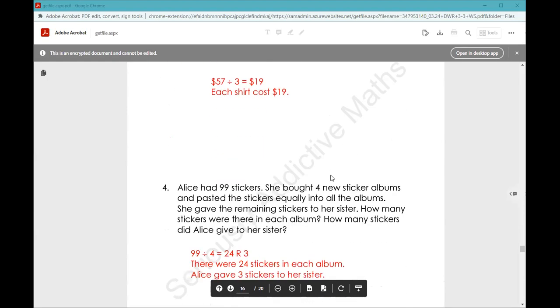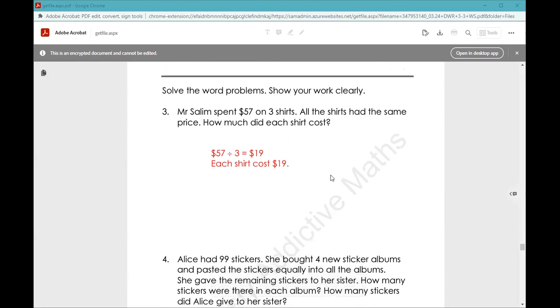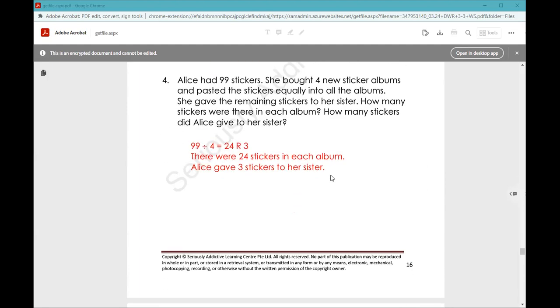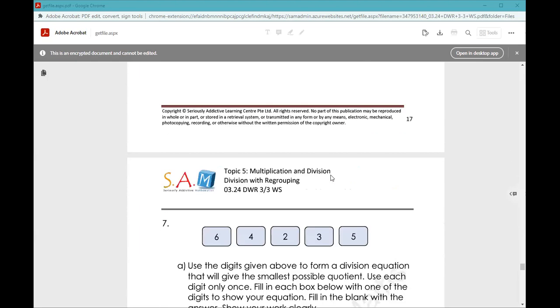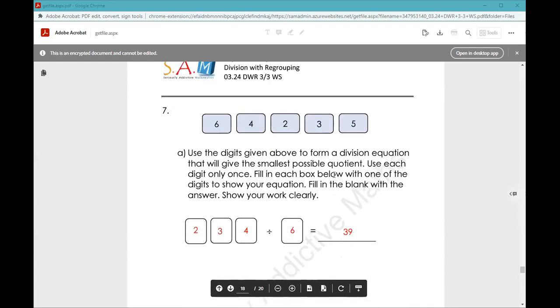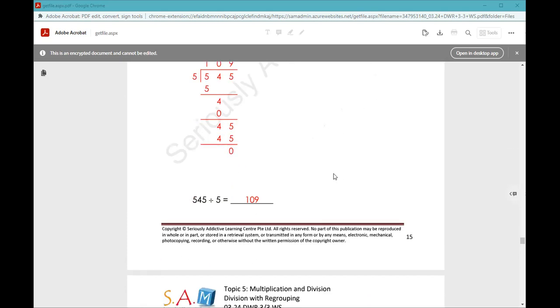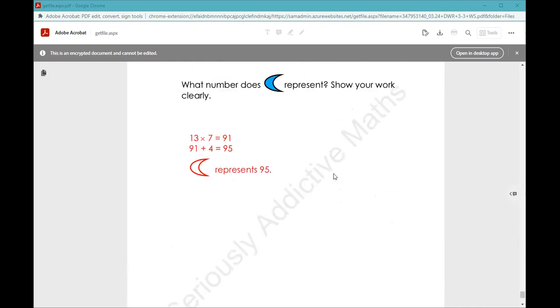So again, you may skip all the way to page 16, and then get them to do question 3 on their own. Question 4 on their own as well. Okay, and then please offer your guidance if they are not able to do it. Okay, and then you can get them to do question 7 on their own as well. The rest can be assigned as homework. When I say the rest, what I mean is perhaps from page 15 onwards all the way to the end. Okay, page 15 onwards all the way to the end.